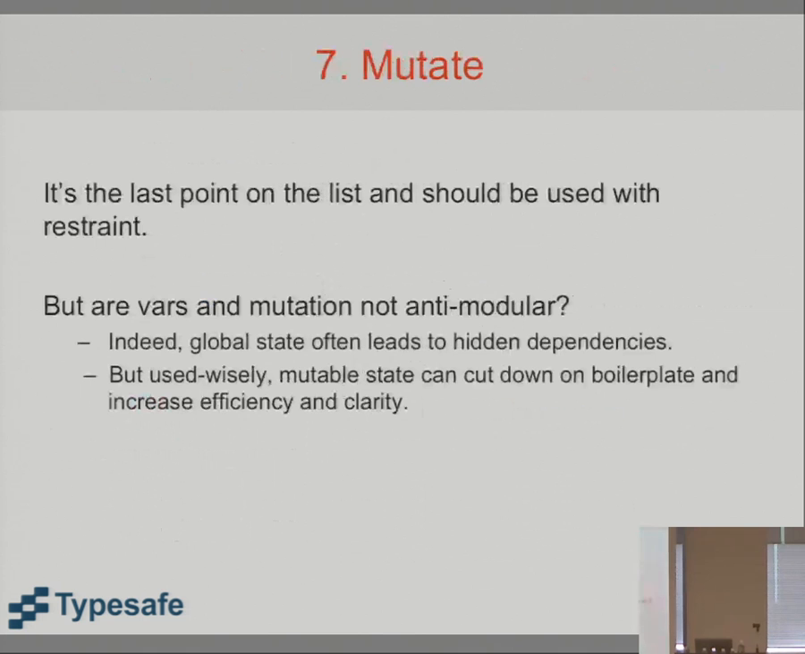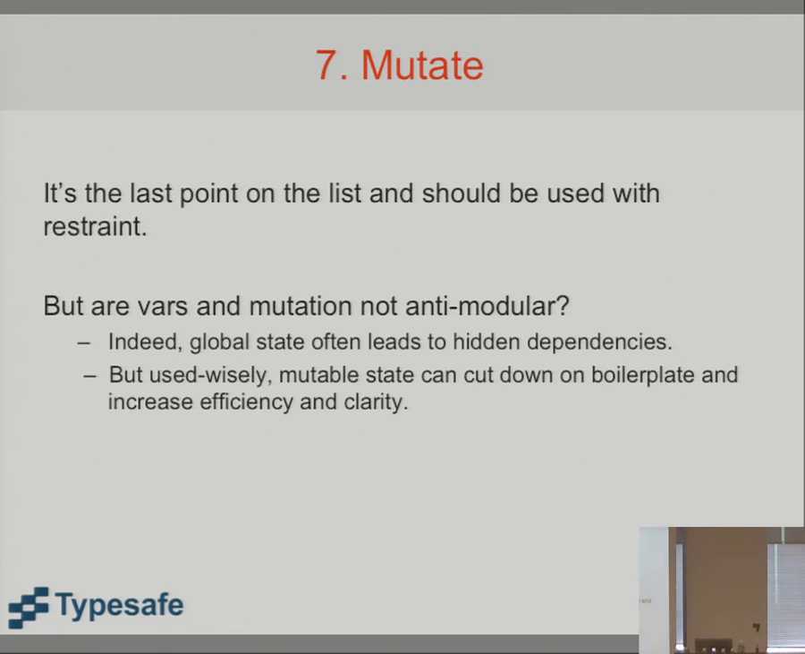Okay, good. So let me just finish up with the last point, mutate. I would say the last thing that Scala has, and for good reason, is it does have variables, and so it has mutable state. And you should be very careful using it, but one should not deny that Scala has mutable state, and one should not stay away from it forever. One should have a good reason, but there are good reasons to use mutable state.